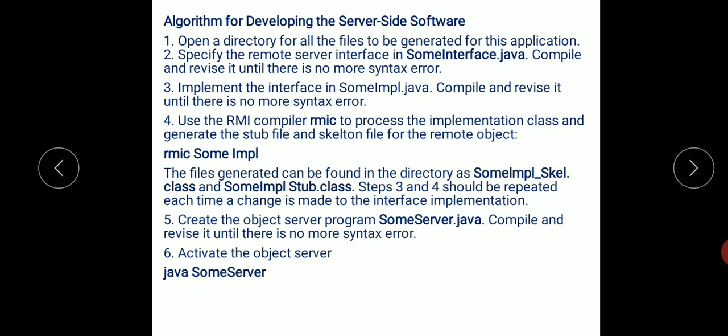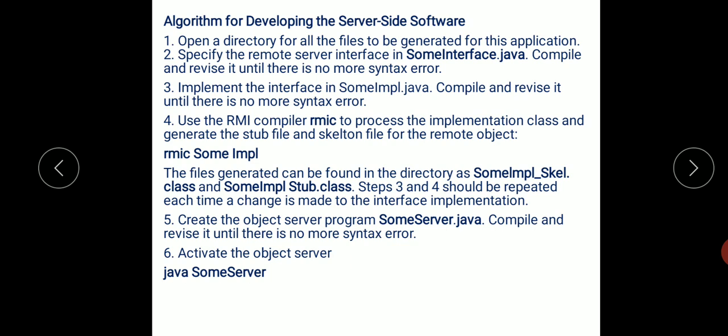Fourth one, use the RMI compiler, RMIC, that is RMI compiler, to process the implementation class and generate the stub file and skeleton file for the remote object RMI sum implement. The files generated can be found in the directory as sum implement skeleton class and sum implement stub class. Step 3 and 4 should be repeated each time a change is made to the interface implementation.